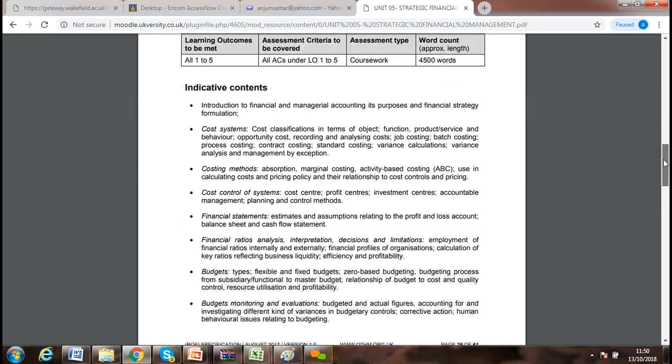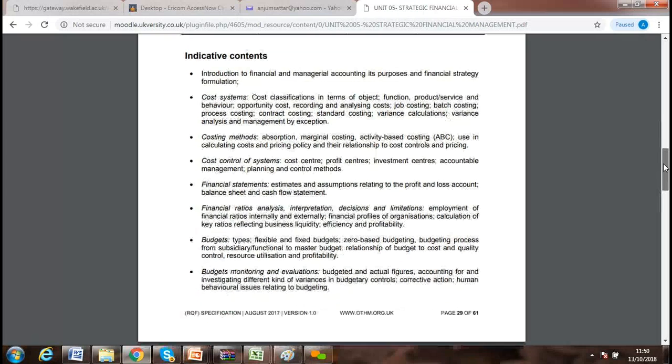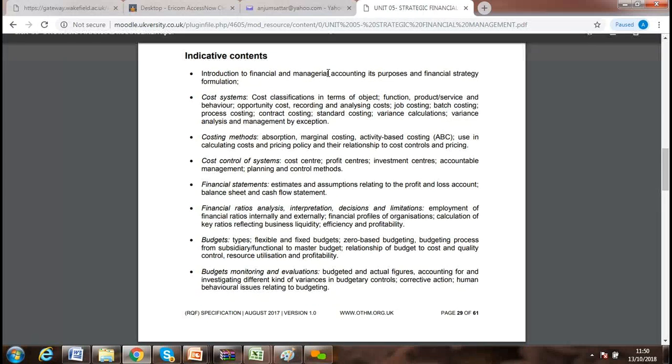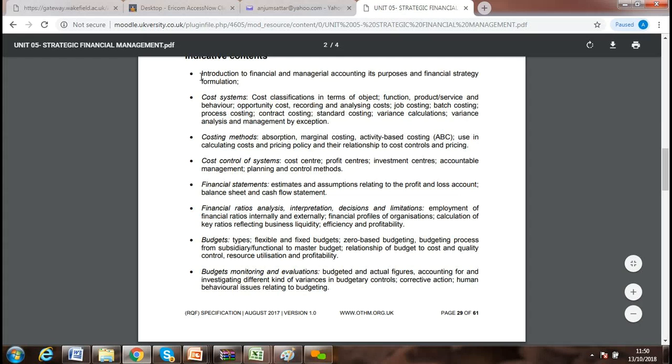So we'll learn about the investment appraisal methods, like NPV, net present value, IRR, and all these. These are the indicative contents which we are supposed to learn. Today's lesson will be more focused on costing. So that will be our discussion.